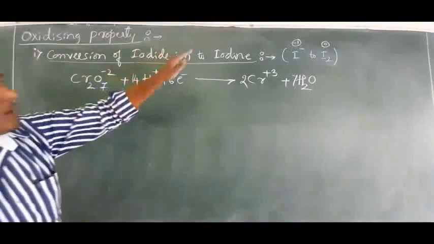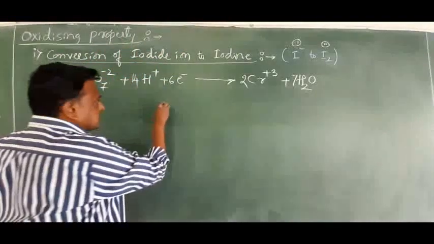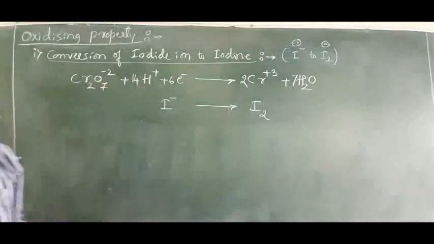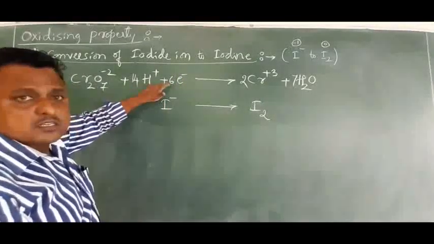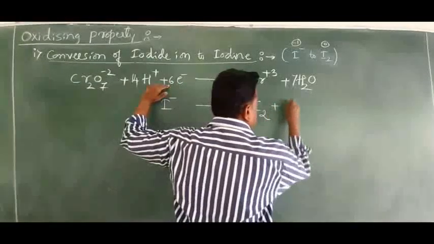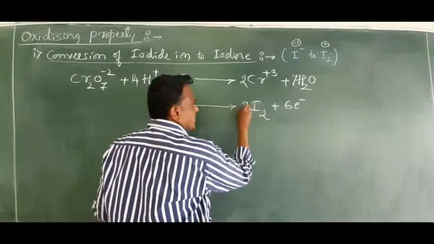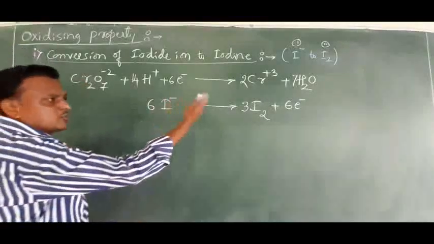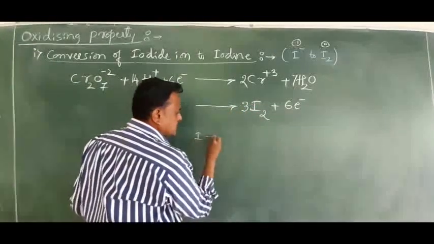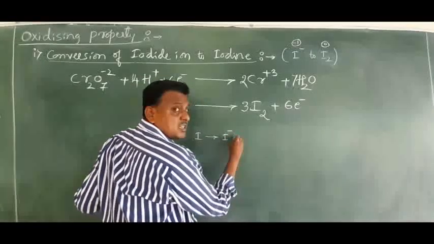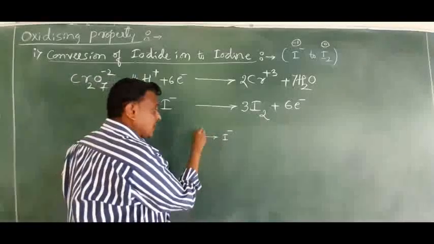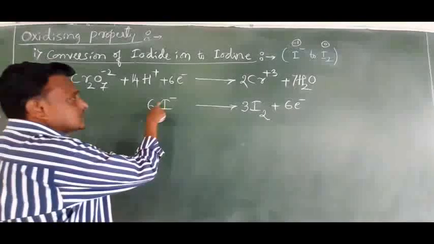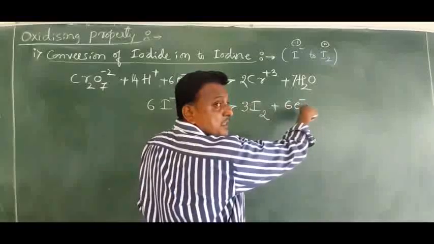As our syllabus mentioned, conversion of I minus iodide ions to iodine. So iodide ion is converted into iodine with loss of these 6 electrons. Obviously, it requires 3 moles. If you consider 3 moles, these 6 electrons will be lost. So how can you write this? Very simple. I minus easily loses electrons to form I. So this is 6I minus, easy to convert with the loss of 6 electrons.